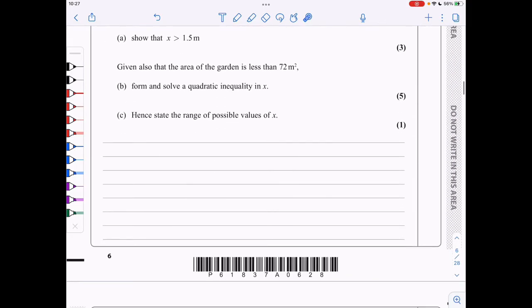So 2 times the 5x plus the 6x minus 2, that's the expression for the perimeter, is greater than 29. I could expand into 10x plus 12x minus 4 is greater than 29, which leads to 22x greater than 33. So x is greater than 33 over 22, which of course simplifies to 1.5 as required.